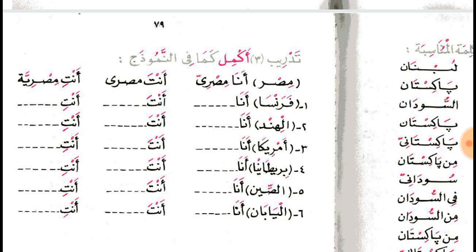Then Al Hind. Ana Hindiya. Correct. Anta Hindi. Correct. Anti Hindiya. Correct. America. Ana Amrikiya. Correct. Anta Amriki. Correct. Anti Amrikiya. Correct. Britannia. Okay, sir. Ana Britaniya. Yes. Anta Britani. Correct. Anti Britaniya. Correct.